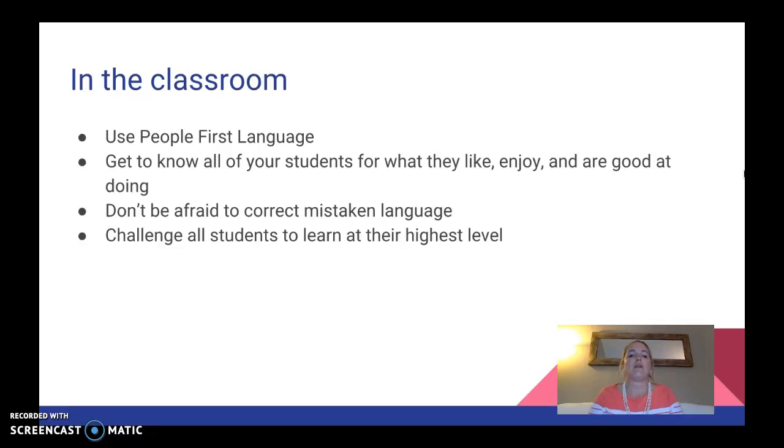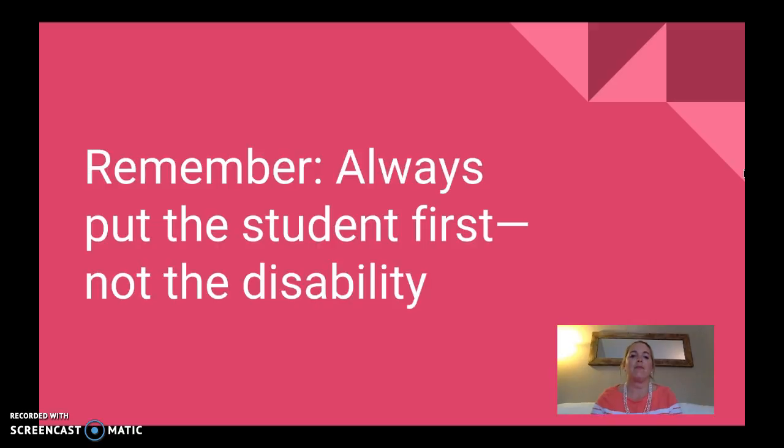And then we also want to make sure that we're constantly challenging every single student to learn at his or her highest level. And I think that's really the biggest thing when we talk about inclusive excellence at Eagle Crest, is that we understand the key things that help us get to that place. The biggest thing, again, remember, always put the student first, not the disability, and that's really when you'll have mastered People First language.